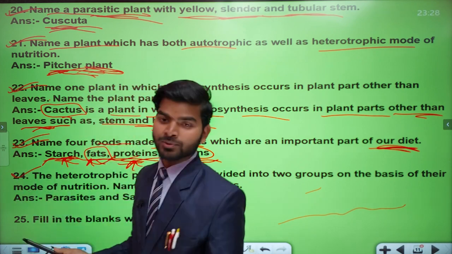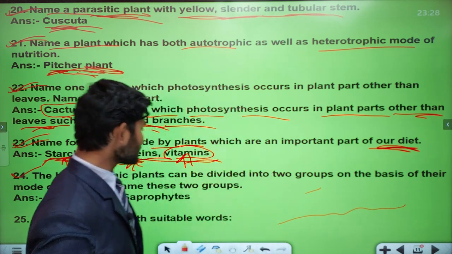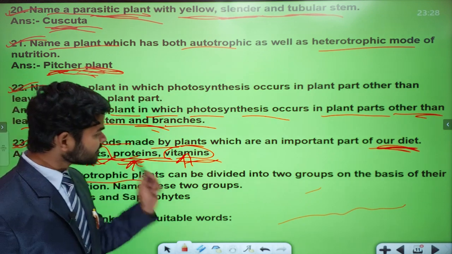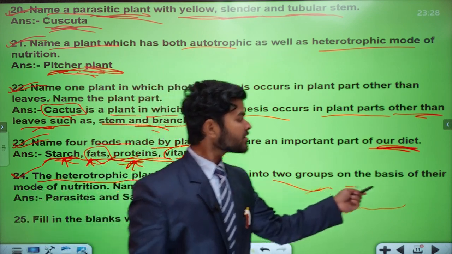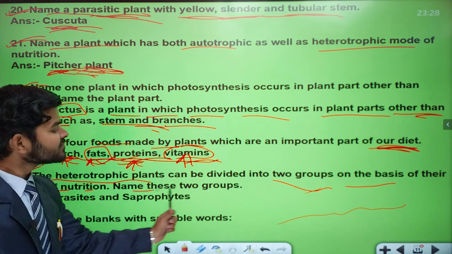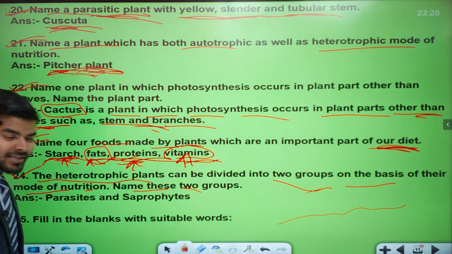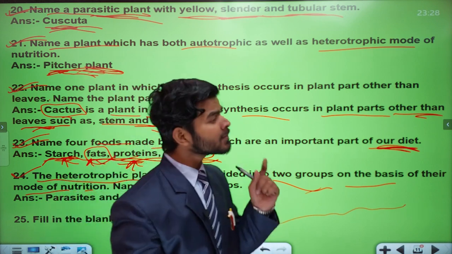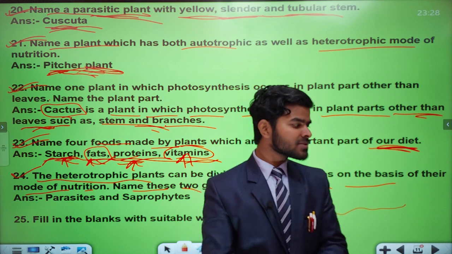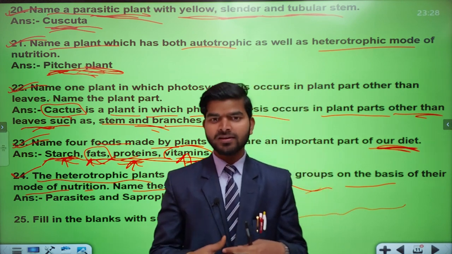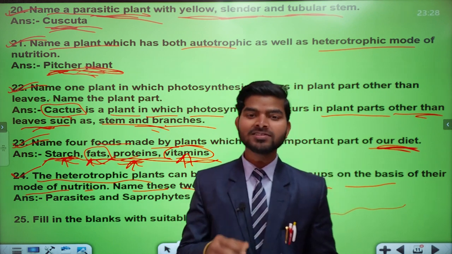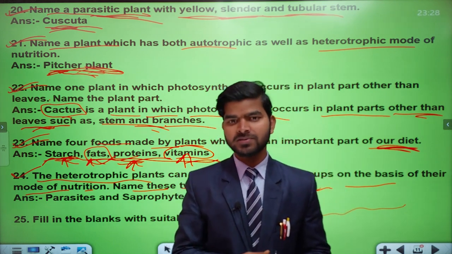Next question, question number 24. The question is asking that heterotrophic plants can be divided into two groups on the basis of their mode of nutrition. So name these two groups. I have told you about heterotrophic nutrition. What is heterotrophic nutrition? Actually, the plants or organisms which cannot prepare their own food, that means they are dependent on other organisms. Obviously, yes. So these are called the heterotrophic mode of nutrition.